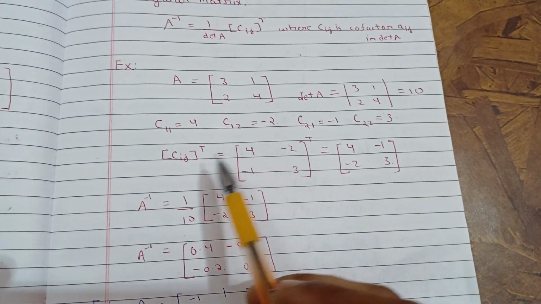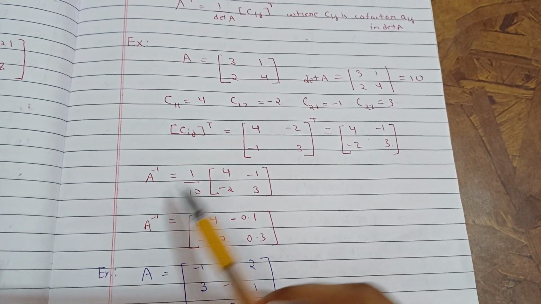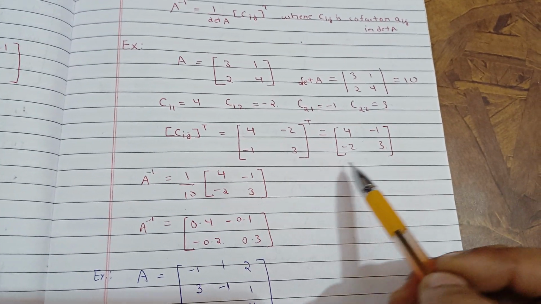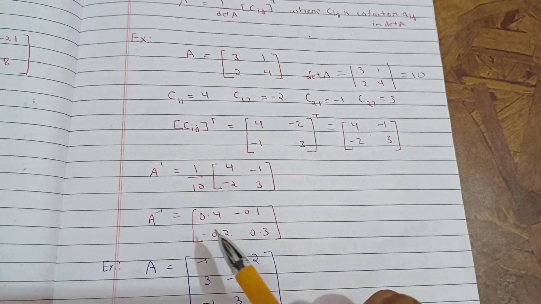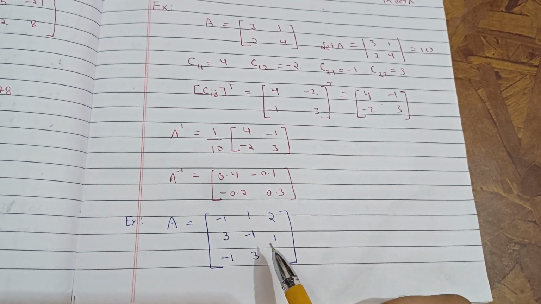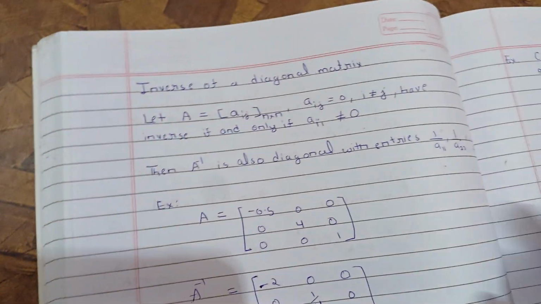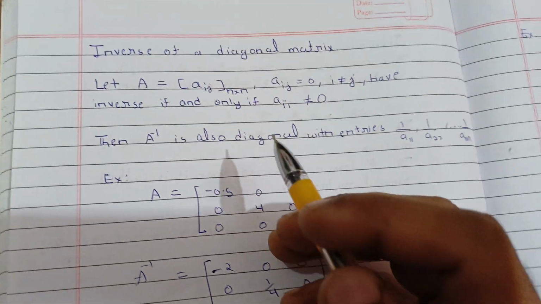Okay, so just find this determinant you have. Now you can find the inverse, that will be 1 upon determinant A, then this. So this will be inverse of A. Same you can apply for the 3 into 3 matrix, that is this. Okay, try to solve that. Let's move on to the next topic.